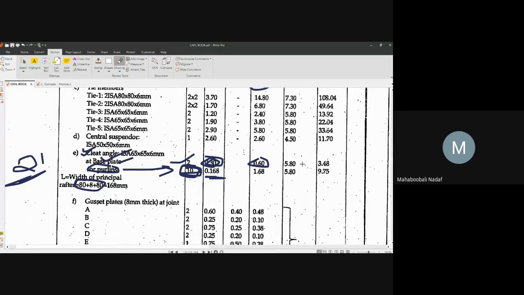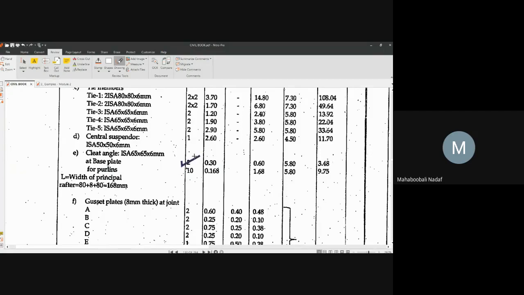And what is this? It is unit weight, and that is a different thing. Now here you can multiply. 2 base plates, so that is why 2 cleat angles. 10 purlins, that is why 10 cleat angles. Is that okay for everyone? This calculation.